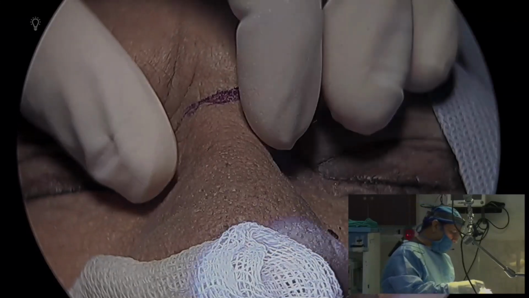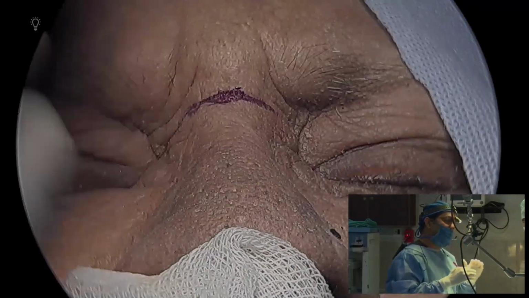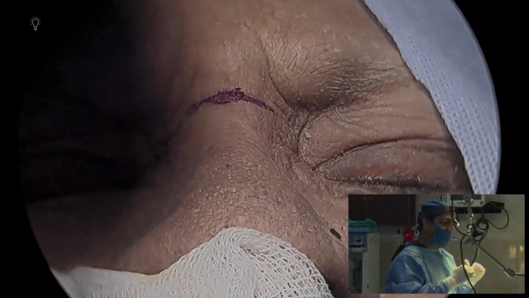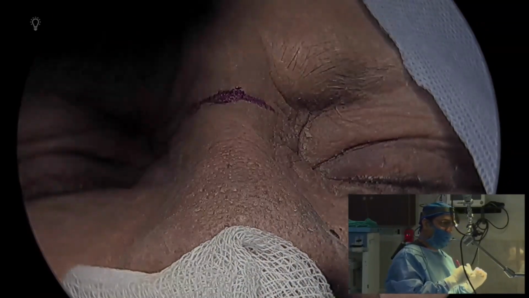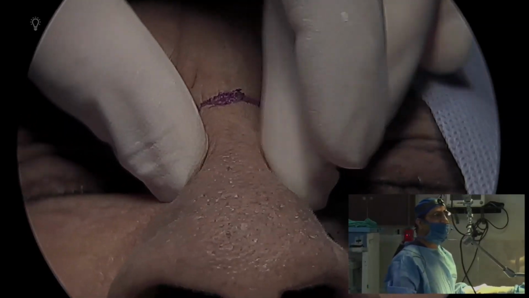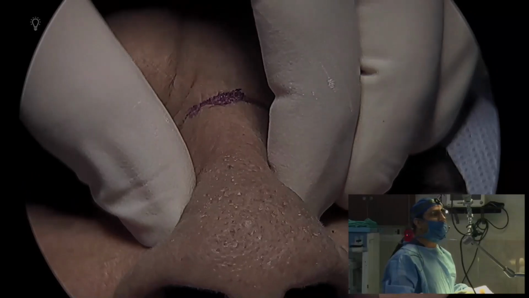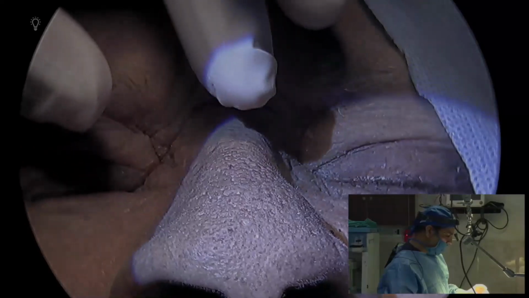But if you go laterally, on the lateral side, the overlap between the upper lateral cartilage and the nasal bone is less. So this central attachment in the K area is important, because once this area is disrupted, it is very difficult to reconstruct by K wire or by suture. So you always maintain the integrity.